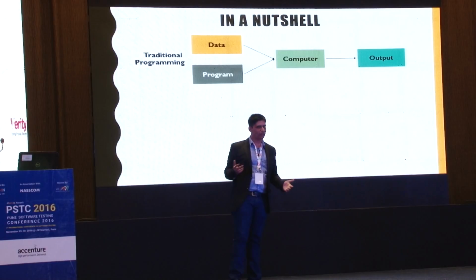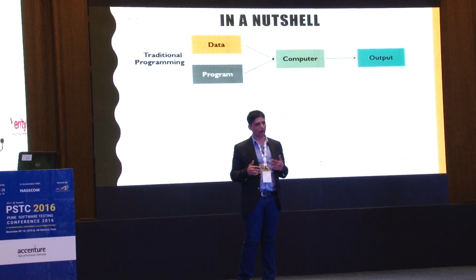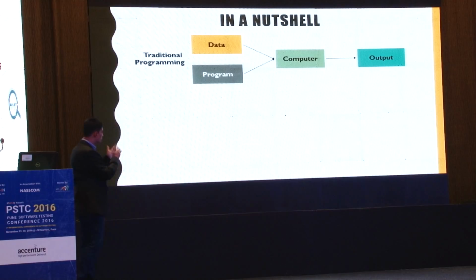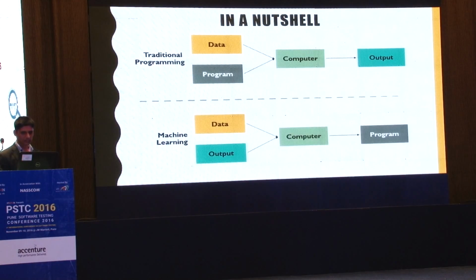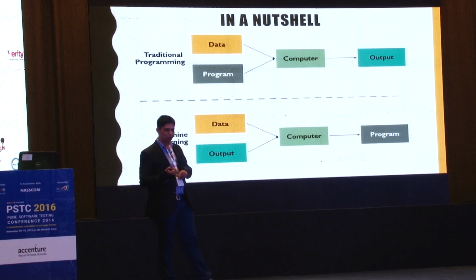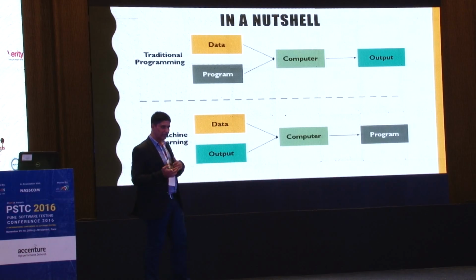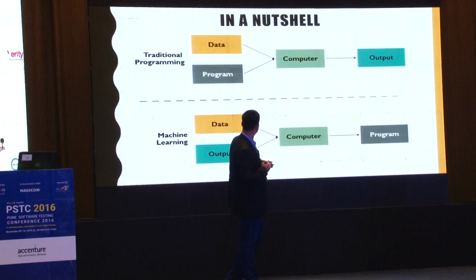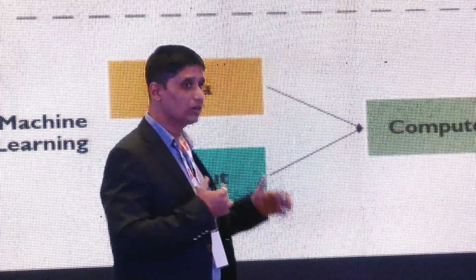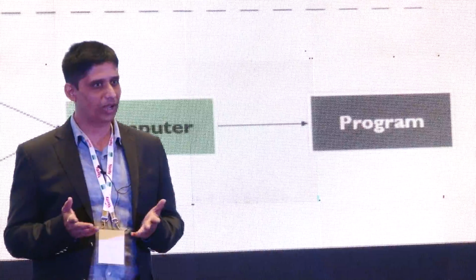Now, when it comes to machine learning, there is a shift of paradigm. You have to change your understanding of how things work. This is not how it works when it comes to machine learning. You have to shuffle those things a bit. In case of machine learning, you already have data with you. You already know what the output is. Your computer, by making use of machine learning algorithms, makes sense out of the data and the desired output, and it actually gives you a program as output.